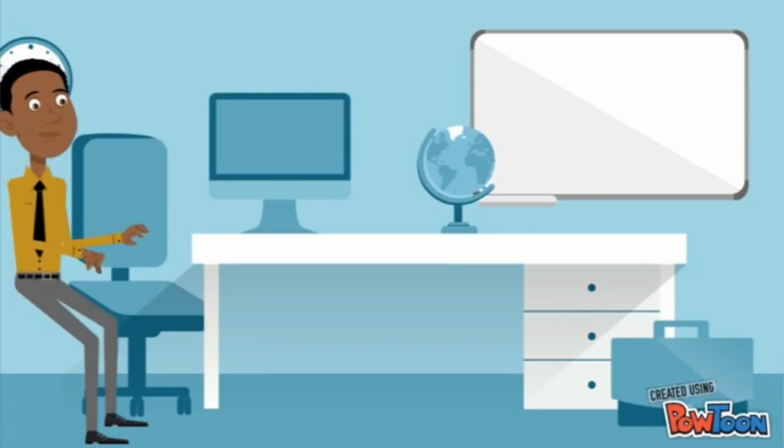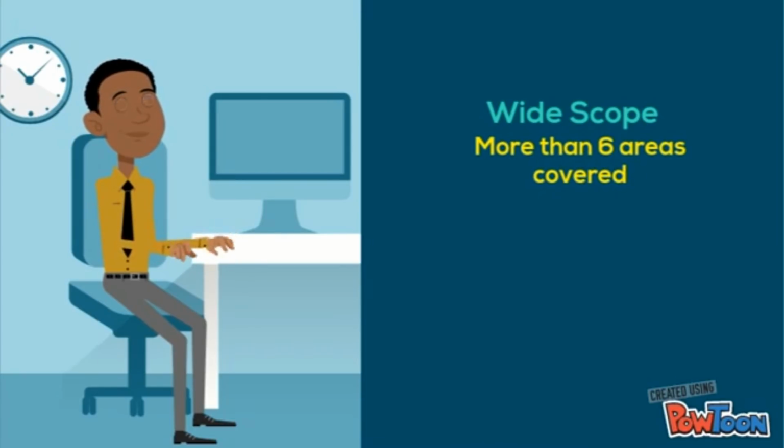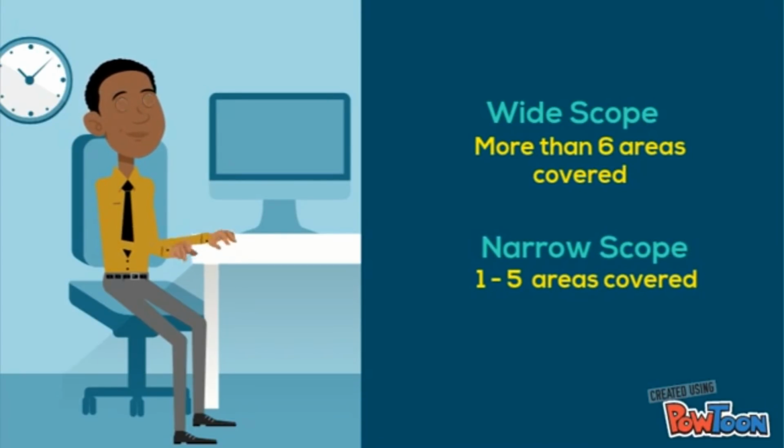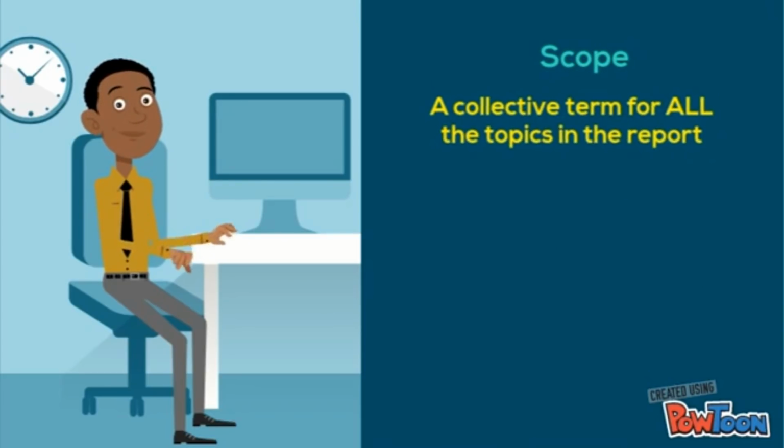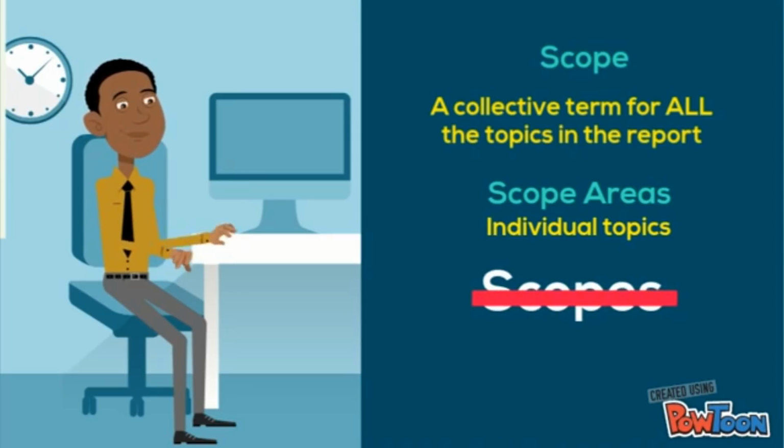As a rule of thumb, a wide scope covers many topics, about 6 or more, and a narrow scope covers between 1 and 5 topics. Be careful of the correct terminology. The scope refers collectively to all the topics in your report. A scope area refers to the individual topic. It is not grammatically correct to refer to the topics as scopes.